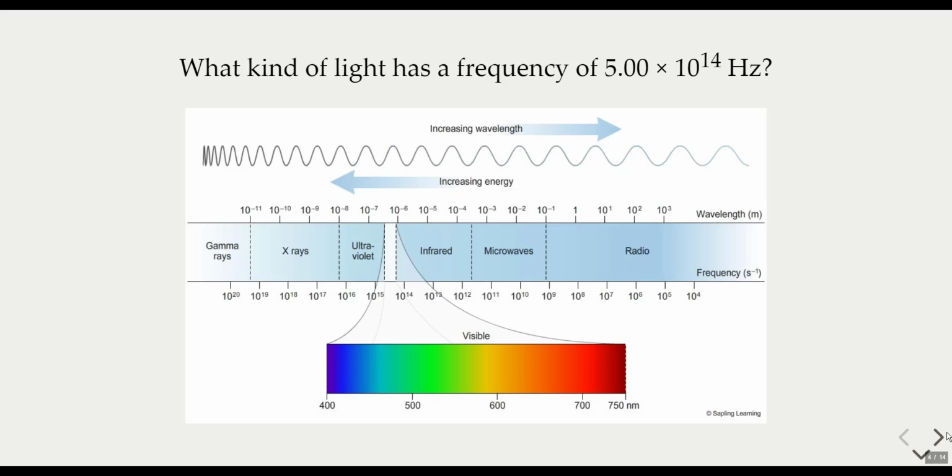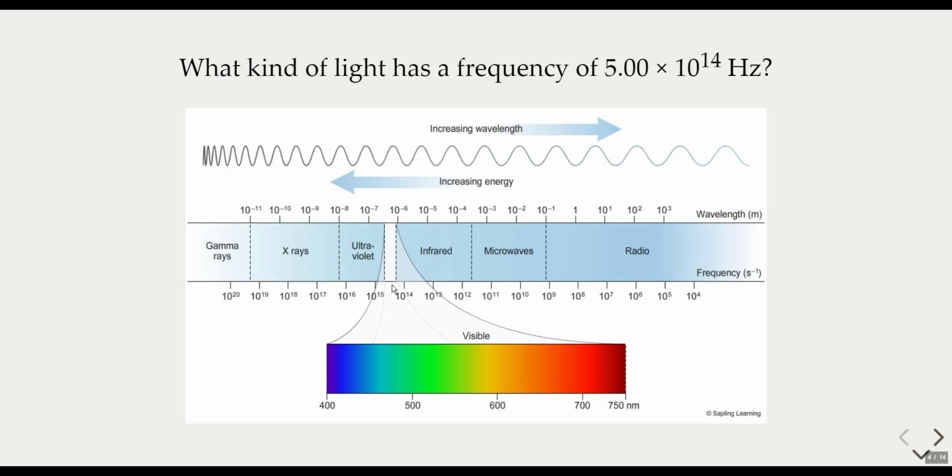Okay, let's try another one. What kind of light has a frequency of 5 times 10 to the 14th? Same logic. I find 10 to the 14th. There it is down here. I remember the numbers are getting larger to the left. Looks like I'm landing about halfway between in this kind of whited out area. Well, that's because that's visible light there between the infrared and the ultraviolet.